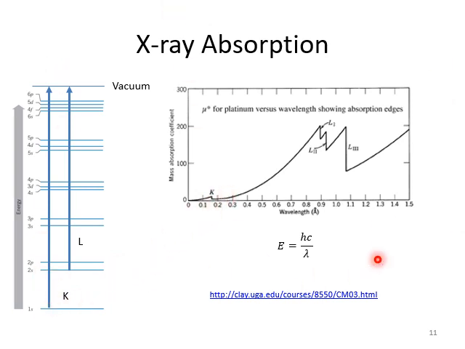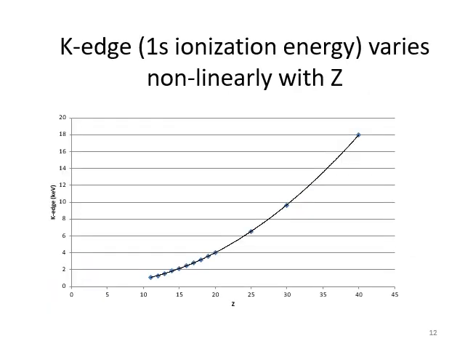So that's X-ray absorption. What is seen experimentally, this is the example for platinum, by the way, is that the K edge, the position of the K edge, varies, for the moment I'm going to say non-linearly, with the atomic number. And that is as it should be. You might expect that it's going to vary as atomic number squared, right? So let's take a look at that.